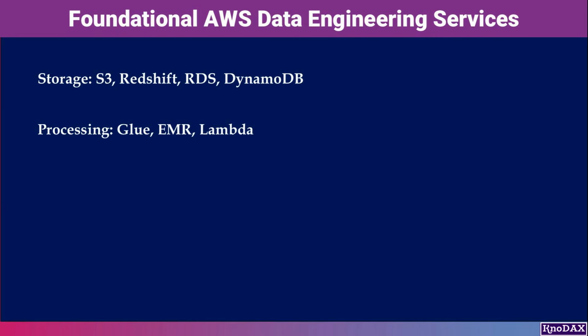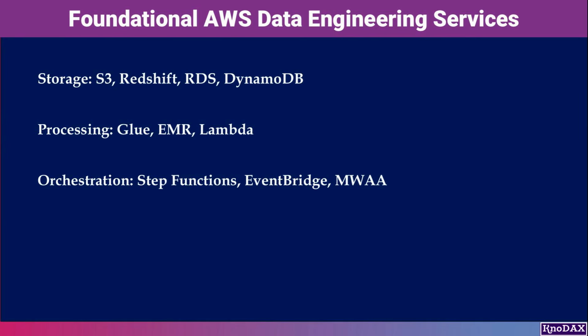Next is processing, where data is transformed and prepared. AWS offers multiple engines depending on scale and complexity. Glue for serverless Spark ETL, EMR for customizable big data clusters, and Lambda for lightweight event-driven processing. To coordinate everything end-to-end, AWS provides a suite of orchestration tools. Step Functions handles workflow logic and retries, EventBridge manages event-driven triggers and schedules, and MWAA brings fully managed Apache Airflow for more advanced DAG-based orchestration.